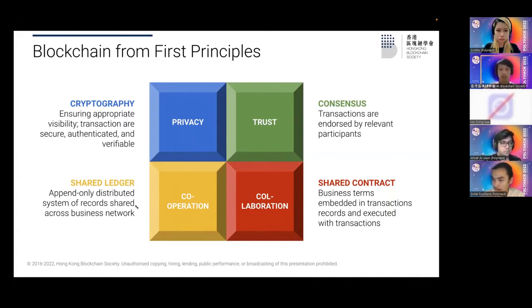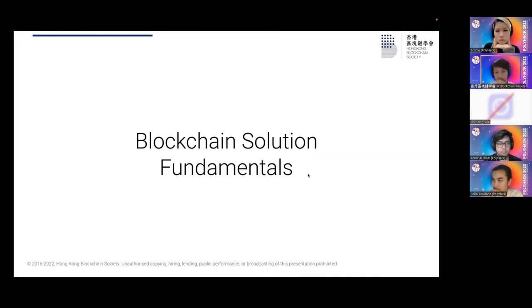There are reasons to do this and reasons not to do this, of course, but we won't get into that detail for this lecture. Okay, so, blockchain solution.